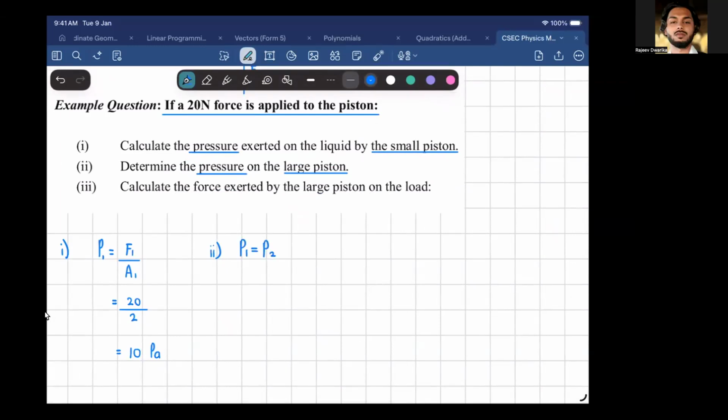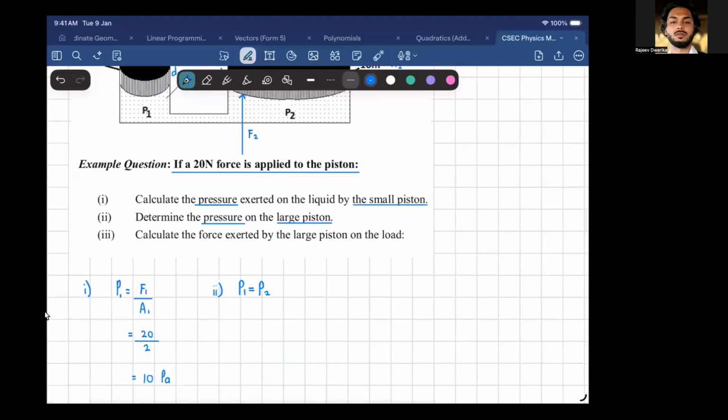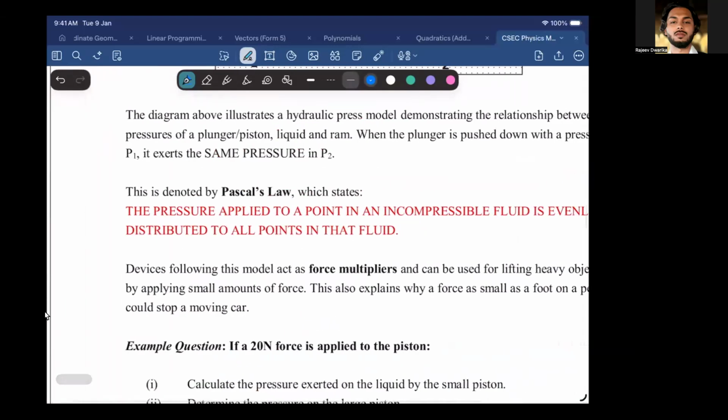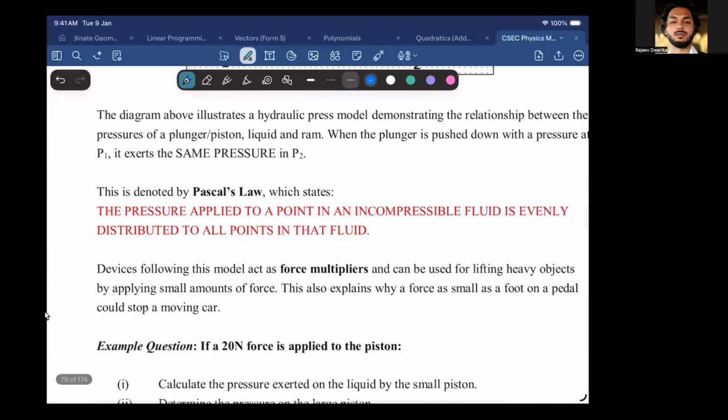And what's the law for that? Do you remember? No. All right. That's okay. Read Pascal's law for me. The pressure applied to a point in an incompressible fluid is evenly distributed to all points in that fluid.